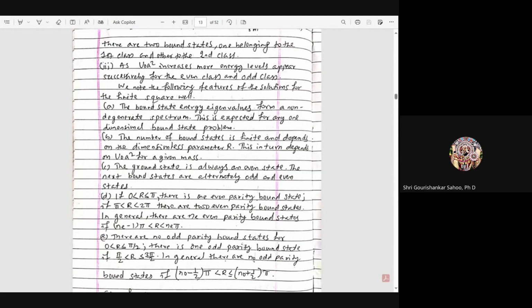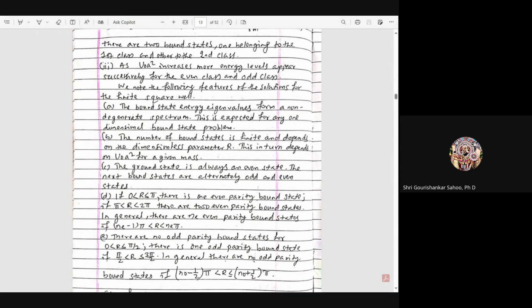If 0 is smaller than r is smaller than or equal to pi, there is one even parity bound state. If pi is smaller than r smaller than 2 pi, there are two even parity bound states. In general, there are n even parity bound states if (n minus 1) multiplied by pi is smaller than r is smaller than n pi.